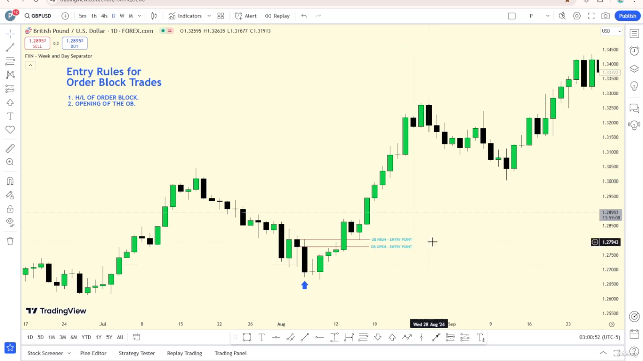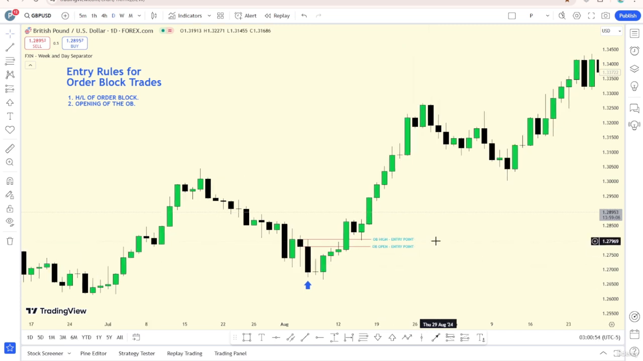Those are the two entry points or entry rules for order block trades, and you want to make sure that you're entering between the high and the opening. Those are the high probability areas. Sometimes the market might hit that high and then reverse, and sometimes it might enter and hit that opening and then reverse. So basically, that's how you enter order block trades.